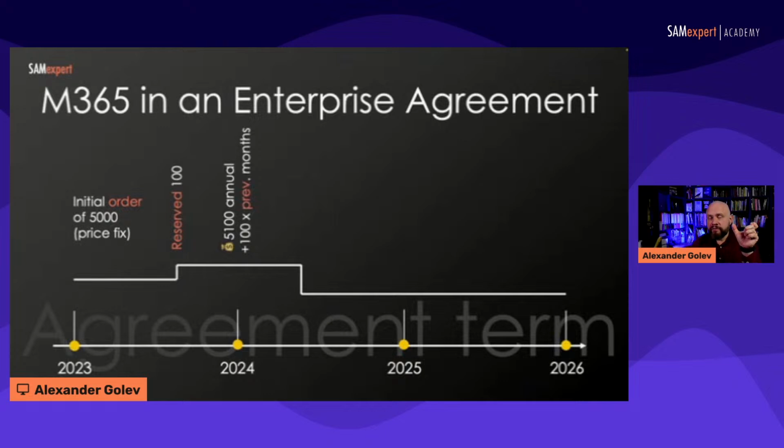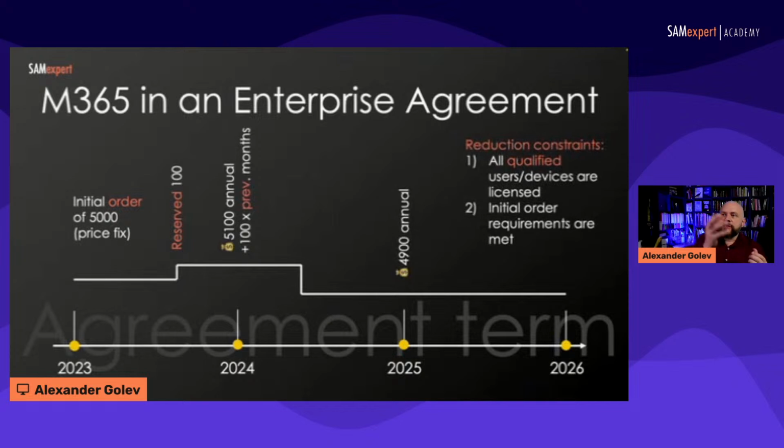It's a prorated fee. You may reduce them in an enterprise agreement, and that doesn't matter whether that's an enterprise agreement subscription or just a normal enterprise agreement. You may reduce them. For example, in this case, you reduce them to 4,900. Something happened, you fired 100 people. We're in a bad economy right now.